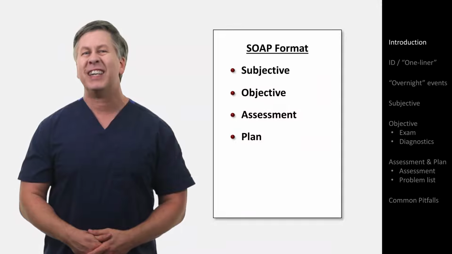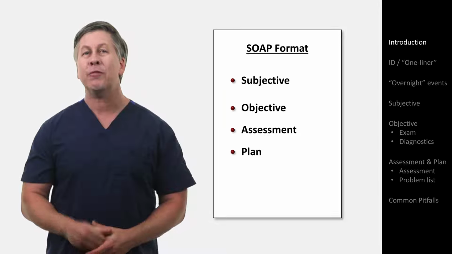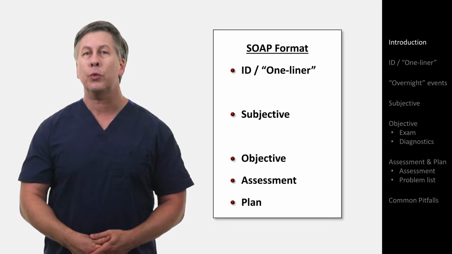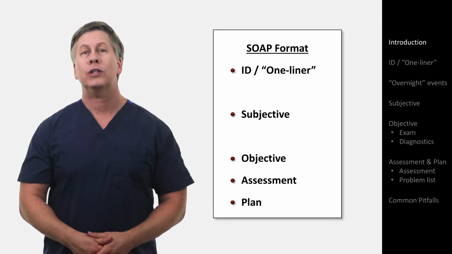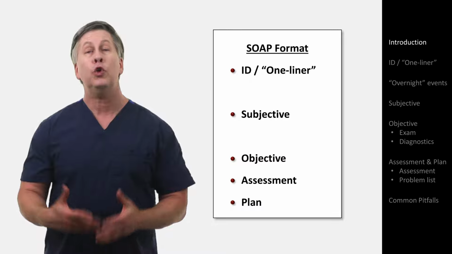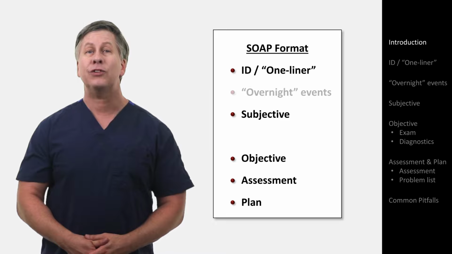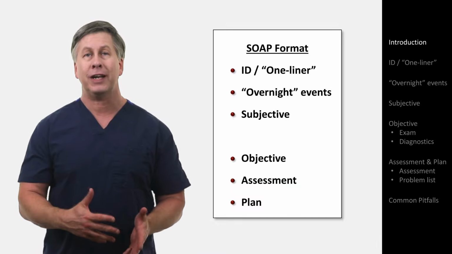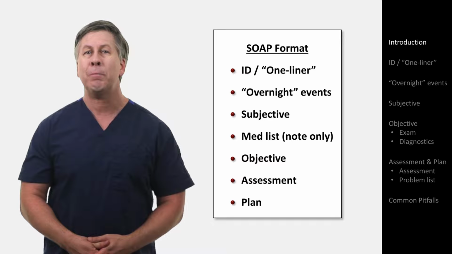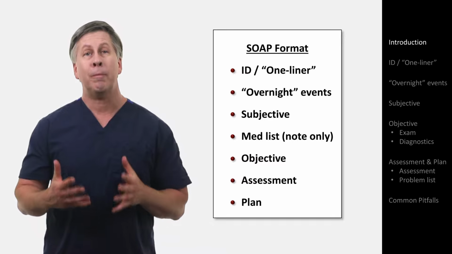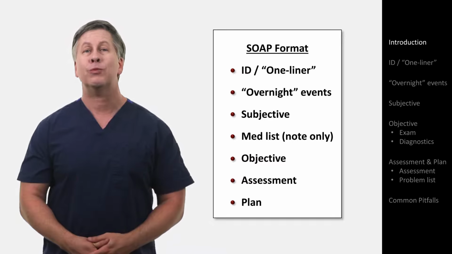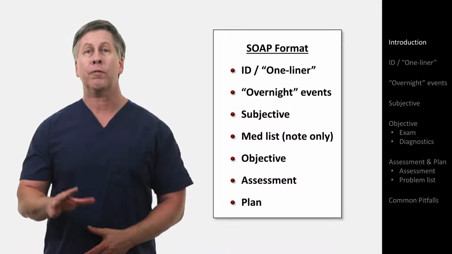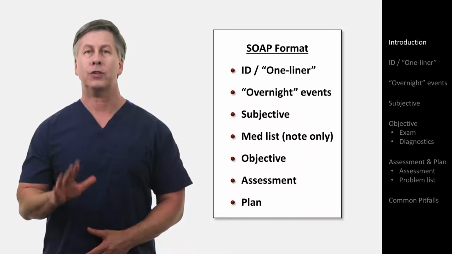Unfortunately, while it's a little catchy, the SOAP acronym leaves out 3 components of the format. The first is the ID line, often known colloquially as the one-liner, which serves to reintroduce the listener or reader to who the patient is. The second is the overnight events, and the third, included in the note but not in the oral presentation, is the full list of active inpatient medications. This med list is imported automatically by the EMR, is rarely if ever edited, and I won't be discussing it further. But I will go through each of the other 6 sections one at a time.